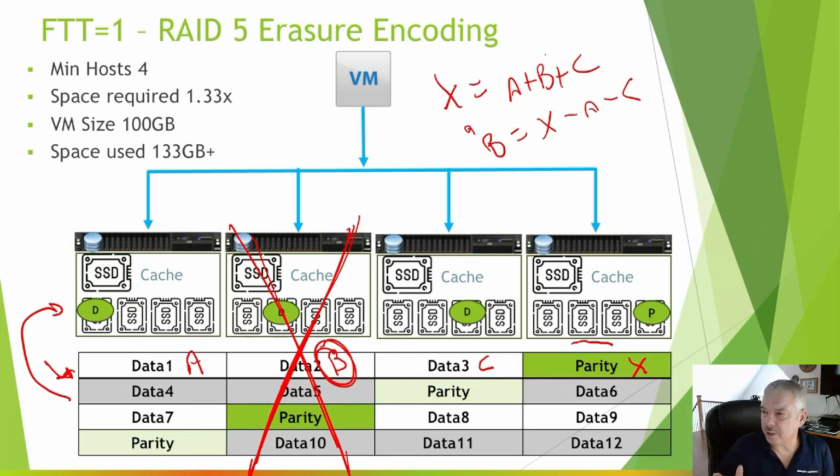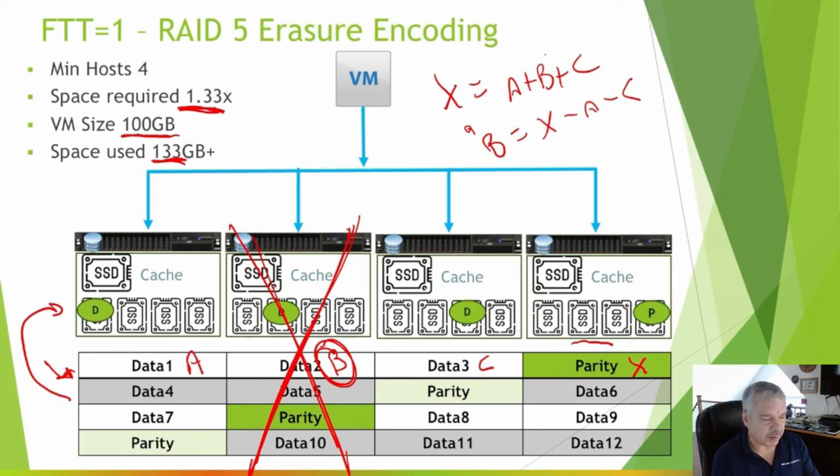So the advantage here is the space required is 1.33 times the amount of space you need. For example, my 100 gig VM would only need 133 gig, as opposed to failures to tolerate of 1 with mirroring, where I would need twice that space. I'd need 200. So this can save you a lot of space. Now, the beauty of this is you can do this on a per VM basis.